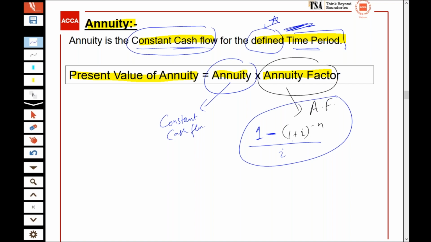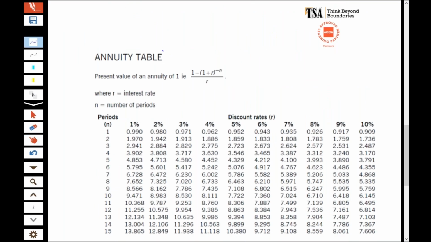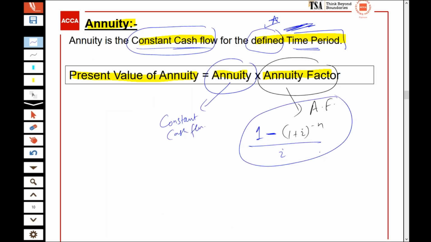And again, the good news is that, just like the discount factor, the annuity sheet will also be given. See, this is my annuity table. These are my annuity factors, and this is the manual formula to calculate. I have also written it here. You can note it down.